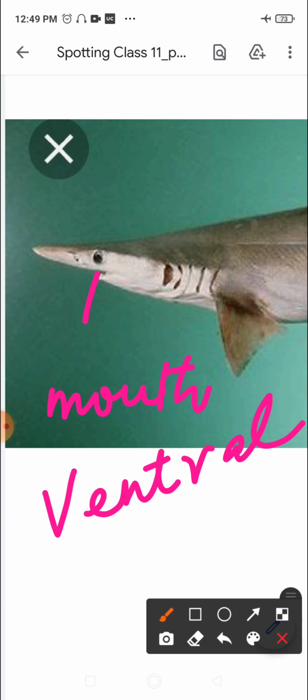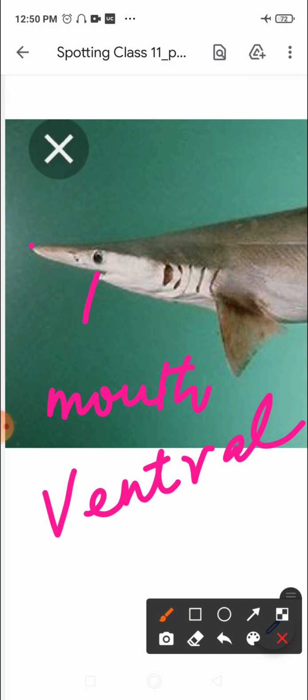So all the fish that belong to Chondrichthyes have the mouth placed ventrally. So whenever you look at a fish, even in spotting, you just locate the place of the mouth, right? Either the mouth is at the terminal end or below, in the ventral region. If it is in the ventral region, then the fish belongs to class Chondrichthyes, right?